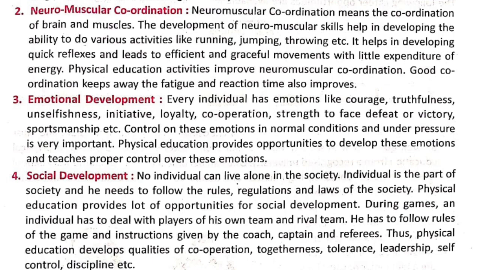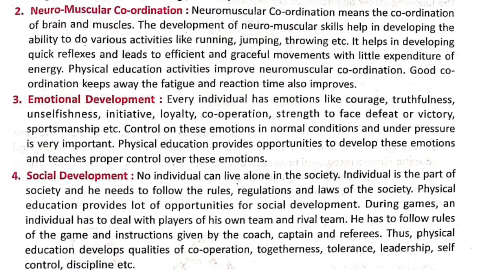Now the second one is the neuromuscular coordination. Here the neuromuscular coordination means the brain and the muscles of an individual. The development of neuromuscular skills helps in developing the ability to do various activities. What are the various activities? The various activities are like running, jumping, throwing, etc. All these activities are the neuromuscular skills. It also improves the neuromuscular coordination. Good coordination keeps away fatigue, and reaction time also improves. Here it means that we have to coordinate between the brain and the muscles.